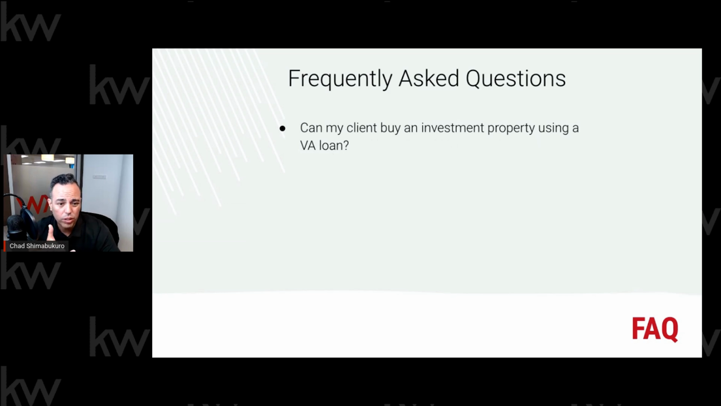I kind of alluded to this. Can my client buy an investment property using a VA loan? No, you cannot buy an investment property using a VA loan. However, you can turn your VA loan property into an investment property so long as you either have occupied it for 12 months or you PCS'd out.